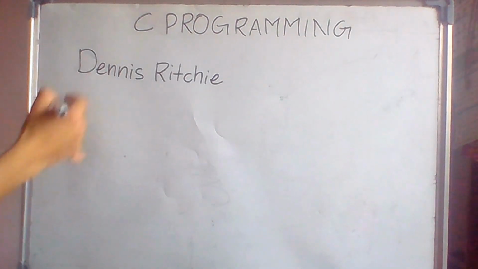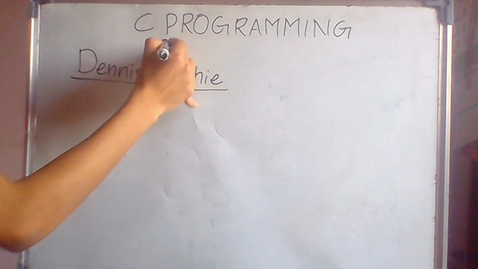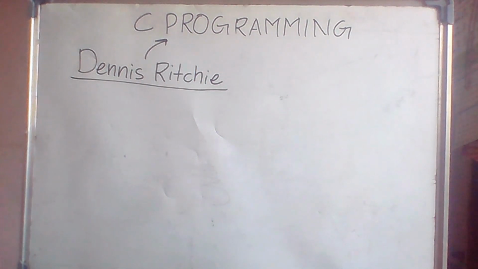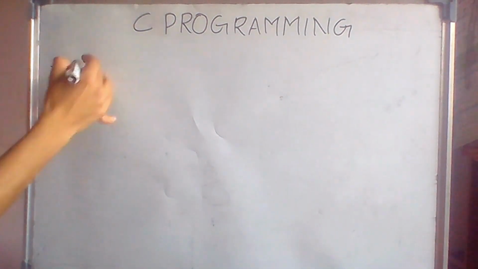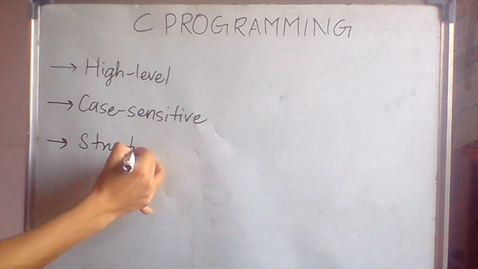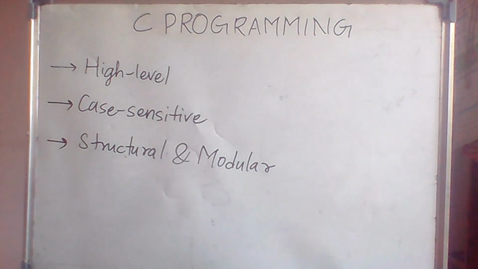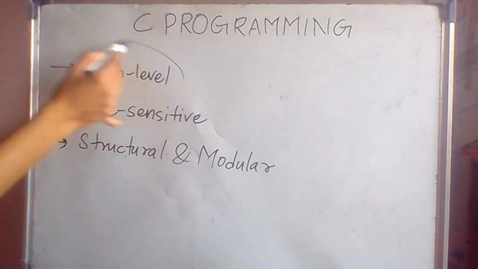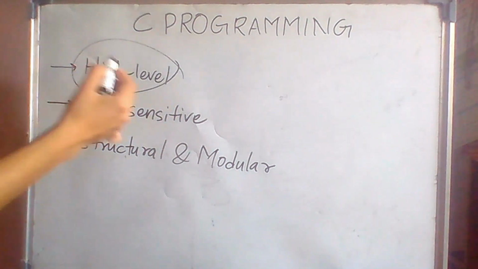Hello everyone, now we are going to start our C programming course. So Dennis Ritchie, let me take his name because he is the person who discovered the C programming language, or you can say the founder of the C programming language. So now let's talk about the features of the C programming language. It is a high level language. It is of course a case sensitive language, and most importantly it is a structural, or you can say structured, and modular programming language.